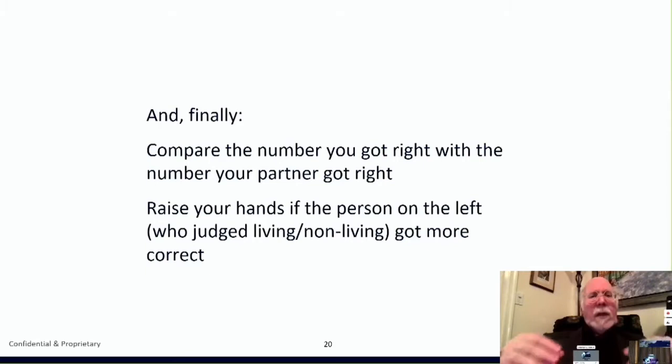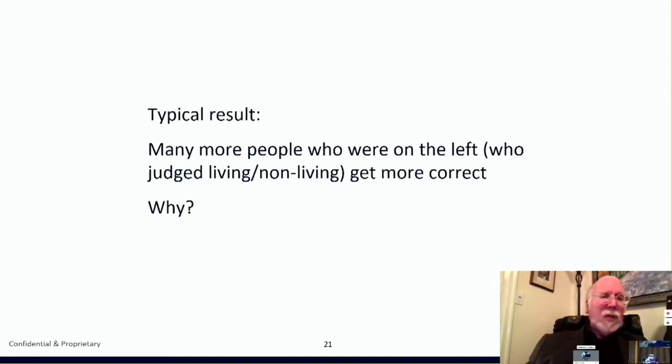Finally, in each pair, I ask them to look at each other and compare the number you got right with the number your partner got right, and to raise your hands if the person on the left, who judged living, non-living, got more correct than the person on the right, who judged whether the first letter was taller or not. Typical result, and I've done this dozens of times now with many people, is that about 90% or more of the room have their hands up. That is, they're reporting that the person on the left, who judged living, non-living, remembered more, even though they weren't trying to remember, than the person on the right. Why? Next slide.